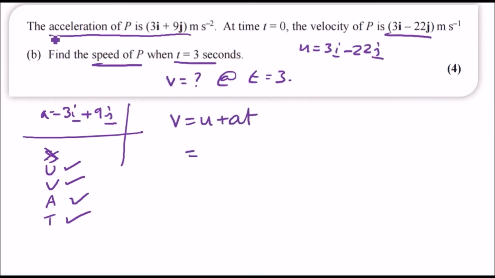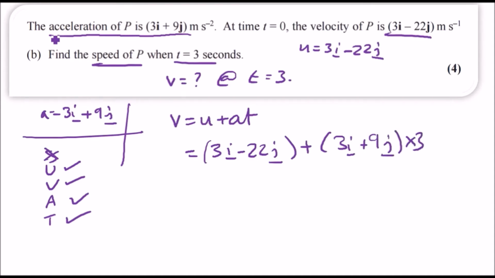So replacing u, we're gonna have what? We're gonna have 3i minus 22j. Cool. A, which is 3i plus 9j. And we're gonna multiply this all against 3. So I mean the a part at least. And then simplifying this, what do we get?